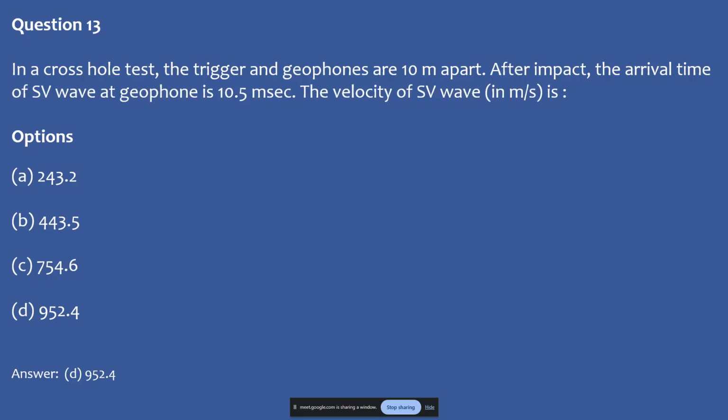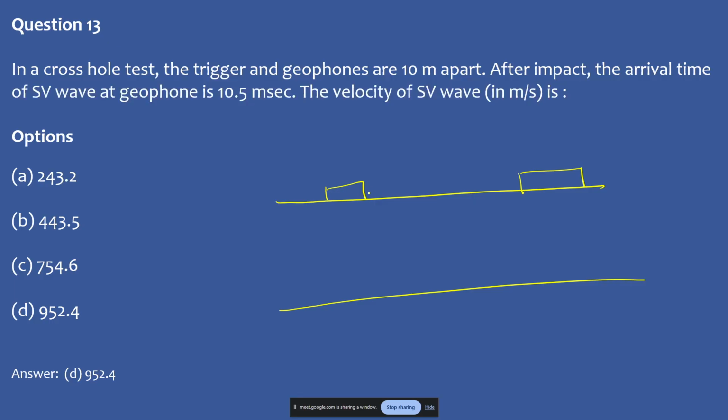Let's check the answer. The answer is option D. So let's understand this. In a cross-hole test, you have a certain trigger source, and then you have a geophone. This is your trigger, and then this is your geophone.